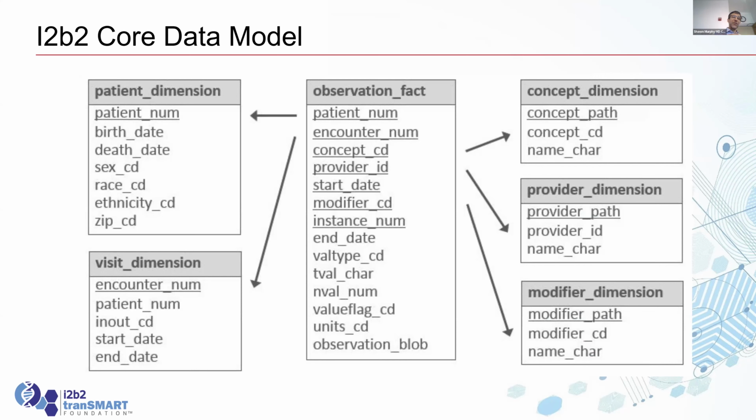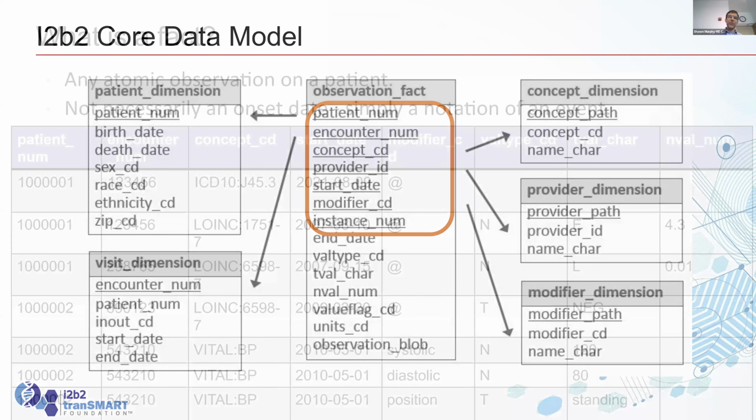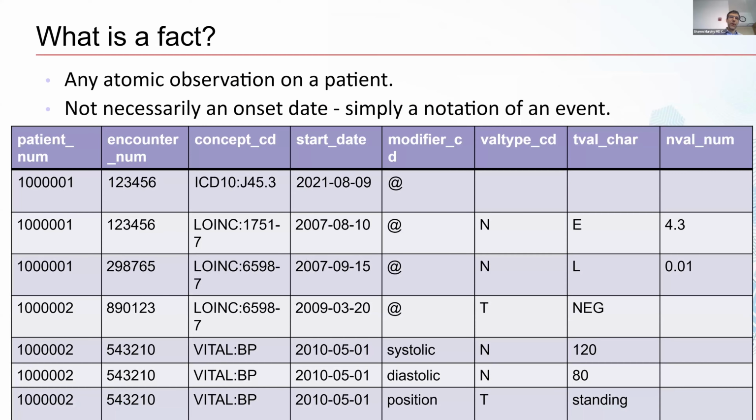And the patient dimension then has the link back, which is the patient num. The visit dimension, the link back is the encounter num and the patient num. The provider dimension, the link back to the fact table is the provider path. So using that, you can look across all of these tables and develop very complex queries that run very quickly.